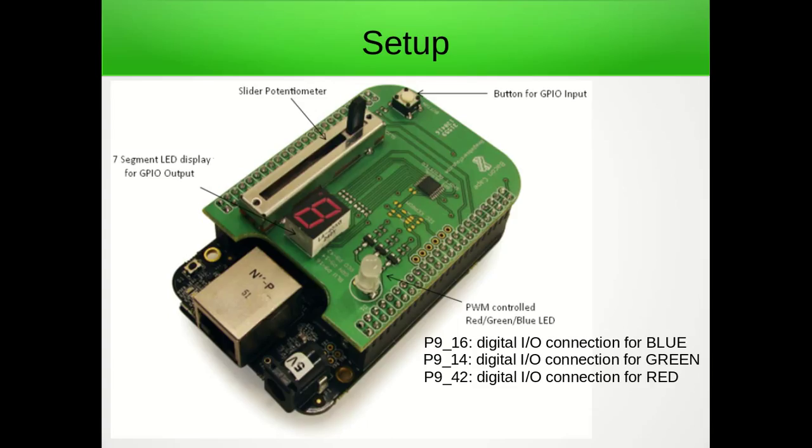In this Beacon cap we have an LED that is a PWM controlled RGB LED, in which red is connected with pin number 42 of the P9 header, green is connected with the 14th pin of the P9 header, and blue is connected with pin 16 of the P9 header.